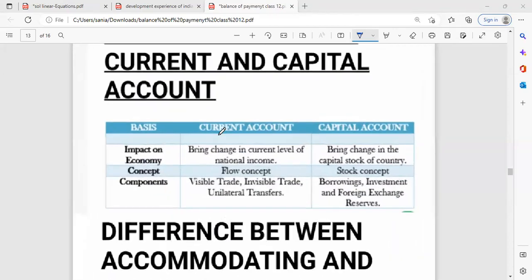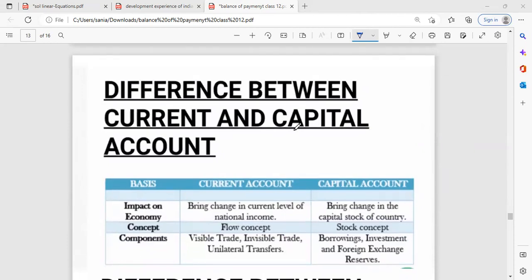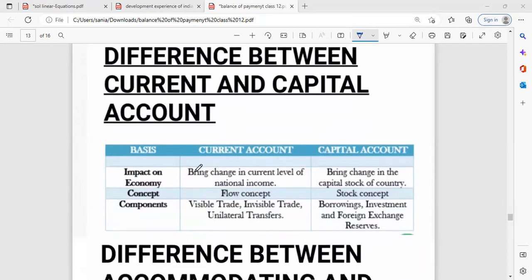Very important point is here, difference between the current and the capital account. First of all, what is the impact? You have to write this. Impact on economy of the current account: it brings change in the current level of national income, but the capital account brings change in the capital stock of the country. Concept: current account is a flow concept, and the capital account is a stock concept.